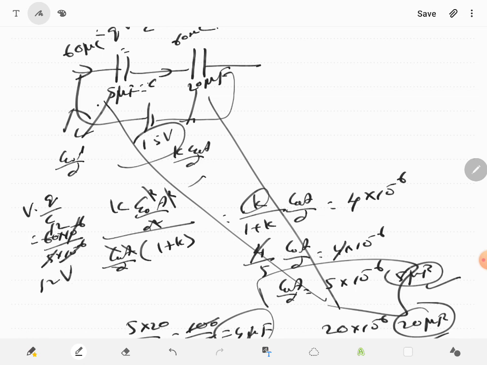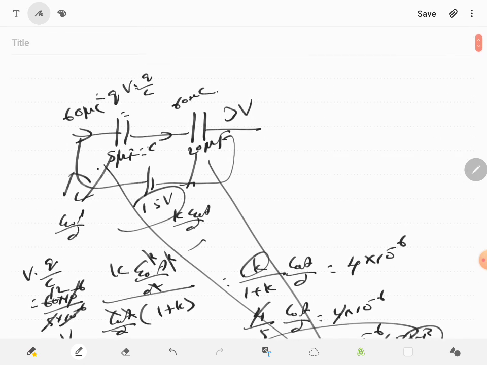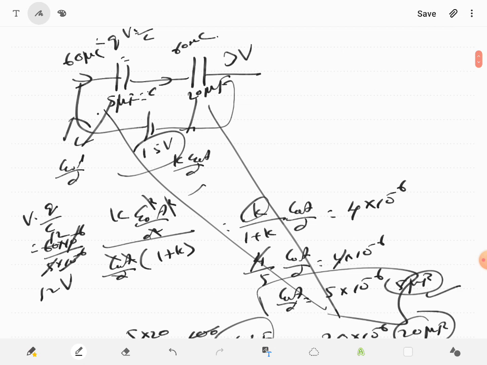So 15 volts minus 12 volts, this will be 3 volts. So the potential difference will be, therefore, what is it? We got 12 volts, 12 minus 3 will be 9 volts. So that will be the potential difference between these two.